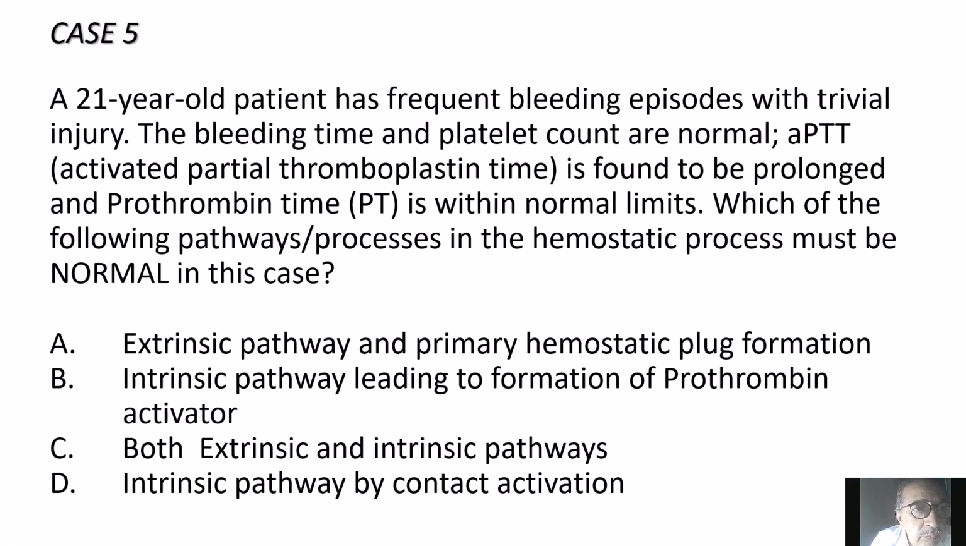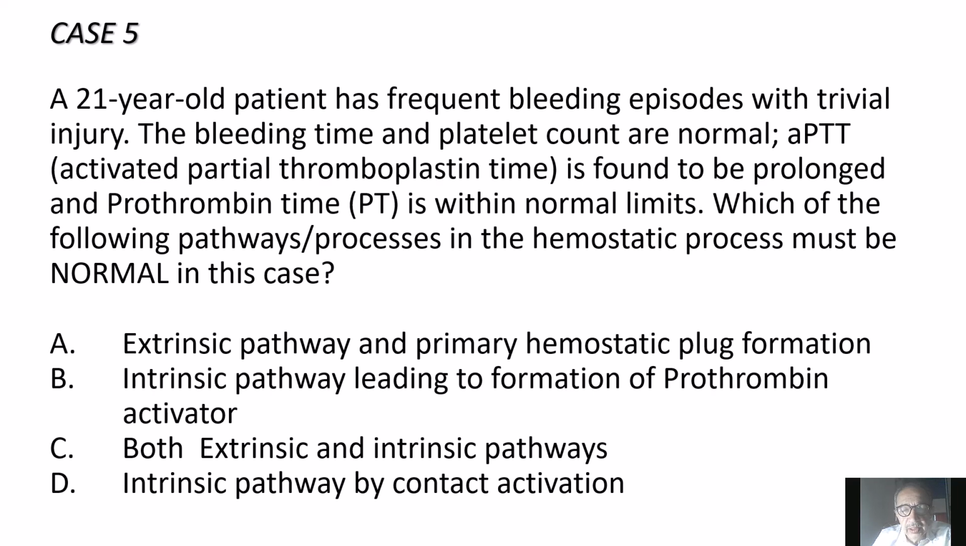Case 5. A 21-year-old patient has frequent bleeding episodes with trivial injury. The bleeding time and platelet count are normal. APTT is found to be prolonged. Prothrombin time is within normal limits. Which of the following pathways or processes in the hemostatic process must be normal in this case? Option A is the extrinsic pathway and the primary hemostatic plug formation. Option B is the intrinsic pathway leading to the formation of prothrombin activator, or is it both intrinsic and extrinsic pathways, or is it only the intrinsic pathway by contact activation? You have to choose the correct answer for this question.